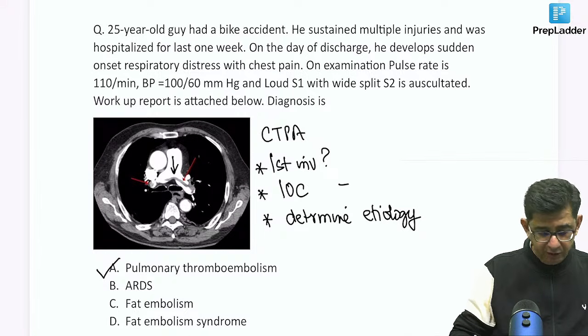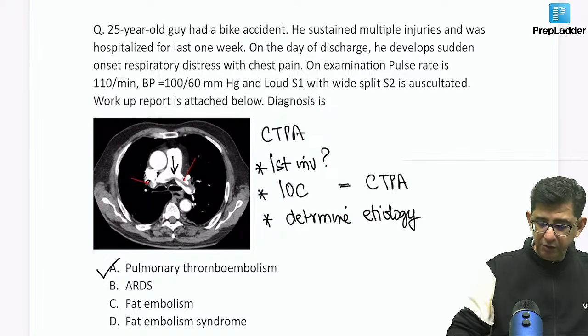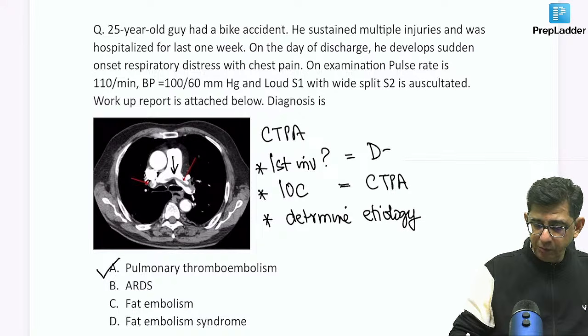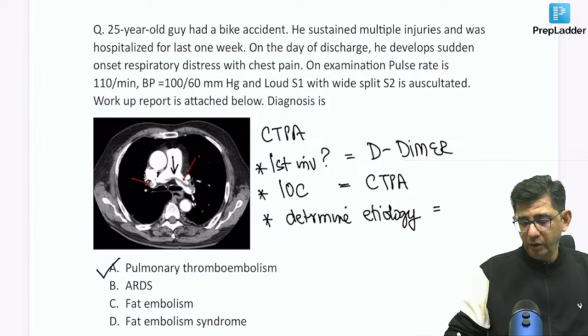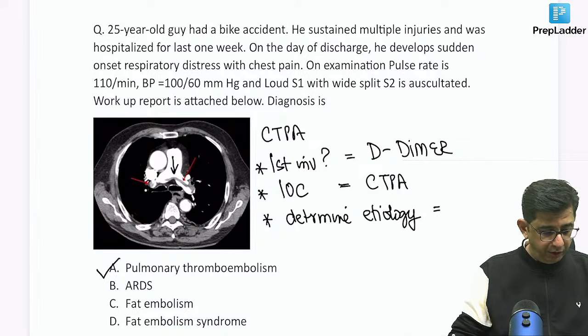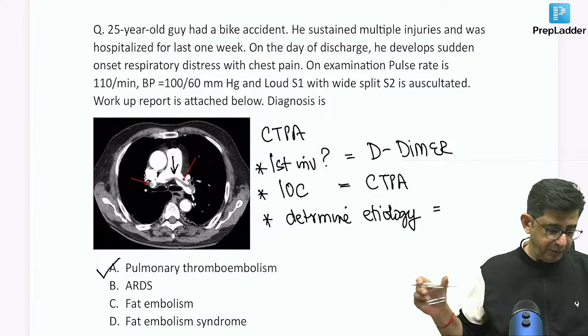The investigation of choice is CTPA, CT pulmonary angiography. If he asks what is the first investigation to be done, then it is a D-dimer assay. And if he asks how to determine the etiology of this condition, then from the etiology perspective, we'll go in for, yes guys, waiting for your answers.